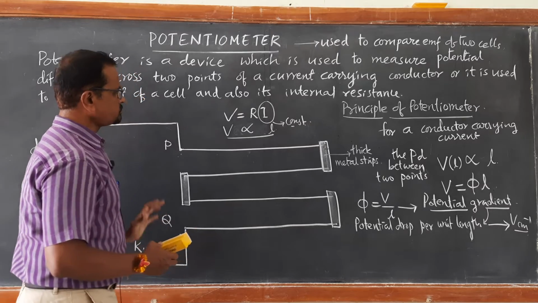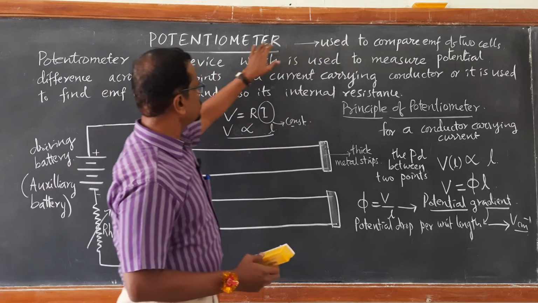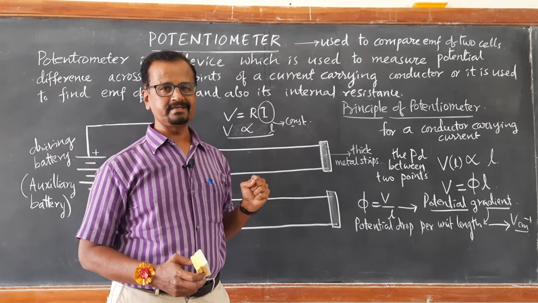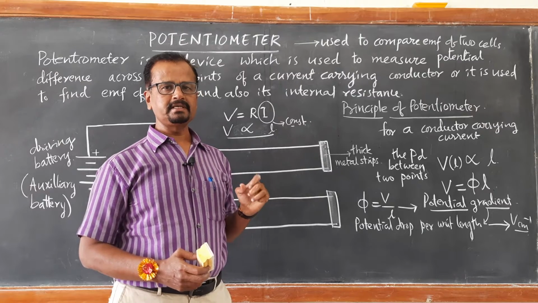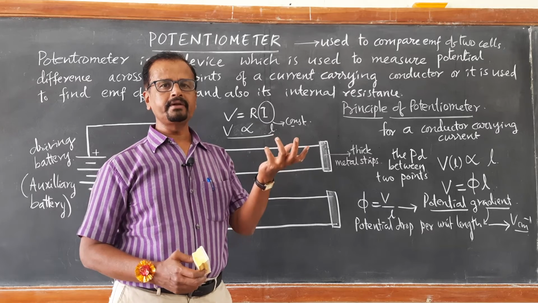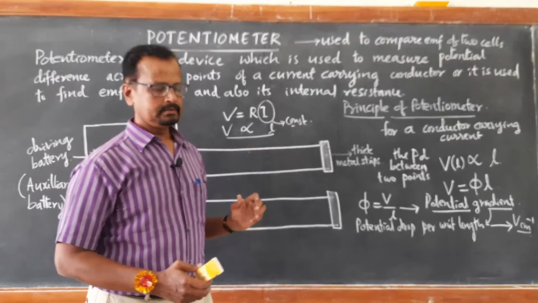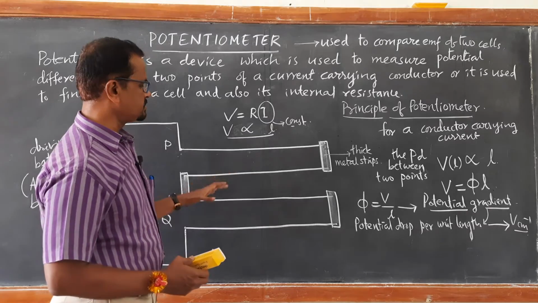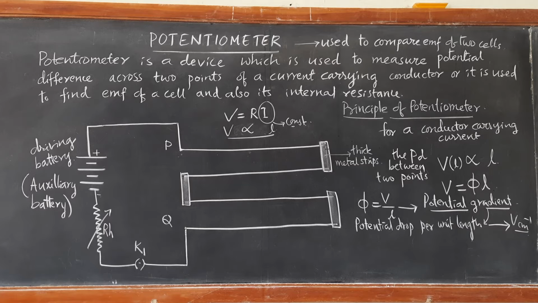Now, first we will learn about how potentiometer is used to compare the EMFs of two given primary cells. We use primary cells, right? The primary cells like Leclanche cell, dry cell, or we can use another one, Daniell cell. So, using these two, one can compare the EMFs of these two cells using this potentiometer. So, we will learn comparison of EMFs of two given primary cells.